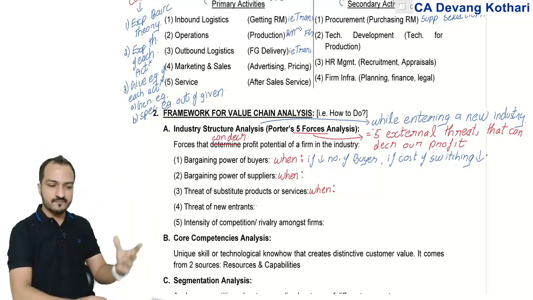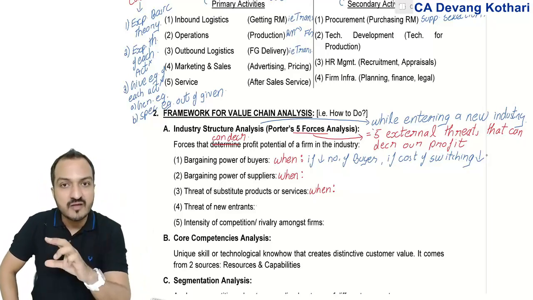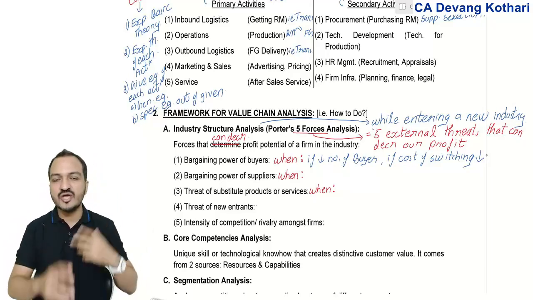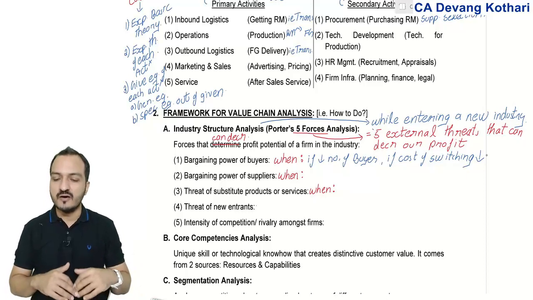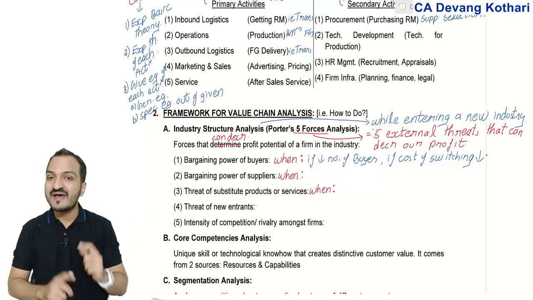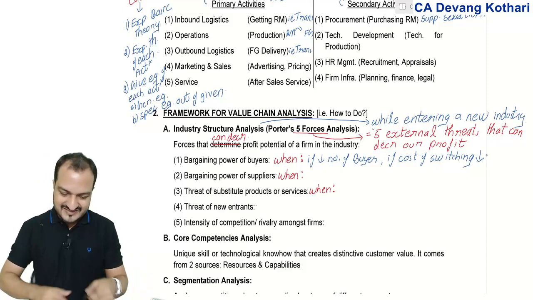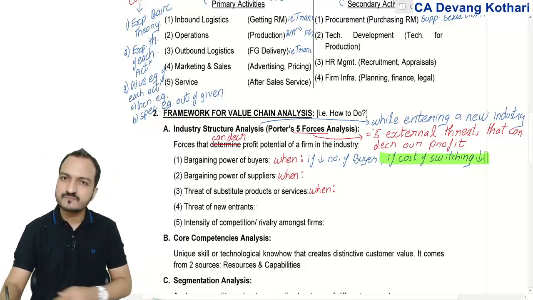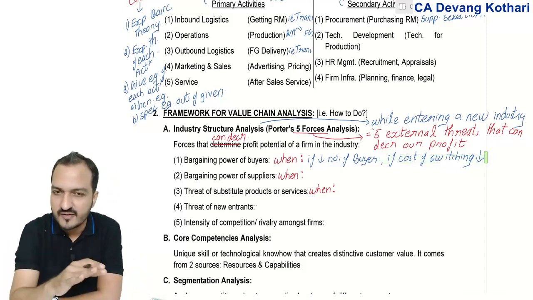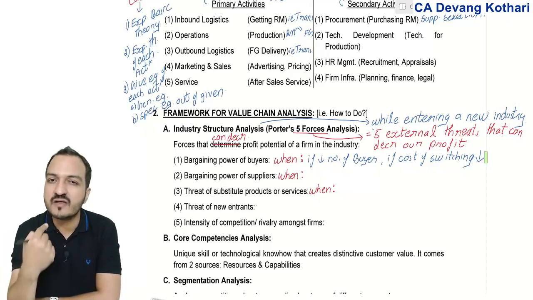Why? Because nowadays you have the facility of MNP. I hope you know what MNP is, mobile number portability. Mobile number portability means that I can change my mobile operator without changing the mobile number. So now, if I can change operator without changing my number, don't you think this makes my cost of switching very less? Now my cost of switching is very less. I can easily switch from Airtel to Jio. Now because my cost of switching is less, the buyer has more bargaining power.